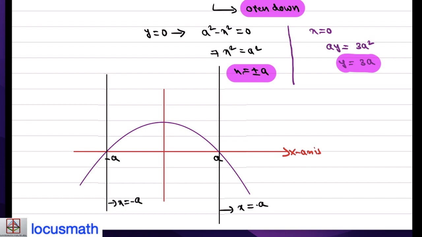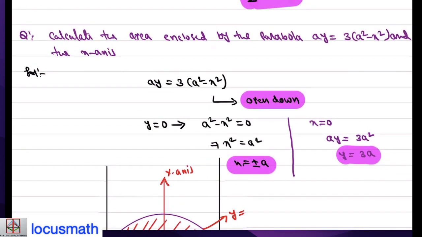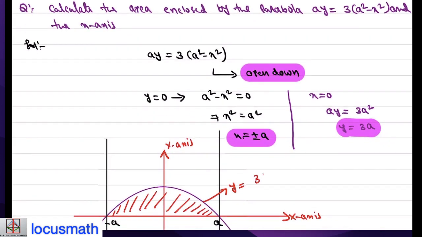Now the required area is the shaded region, the area bounded by the x-axis and the curve, and this is the y-axis. So this shaded region is the question. Now this is our curve, that is y equals, what is the curve? y equals 3 times a squared minus x squared over a.